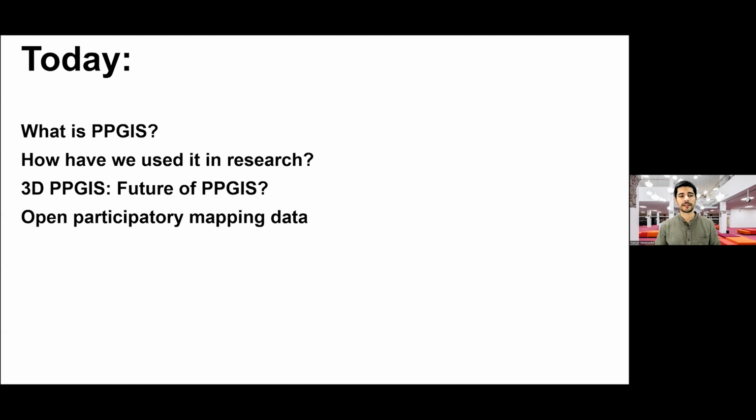Then we will have a quick look at 3D PPGIS. This is the work I was doing in the University of Turku, and we will discuss whether this is a potential future for PPGIS. Is that the direction that research will take eventually? And at the end, we will talk about open participatory mapping data, some of the work we have done for anonymization and publishing PPGIS data.